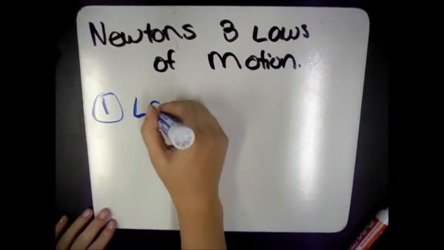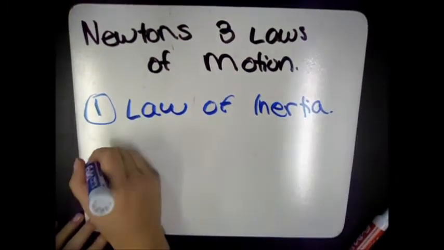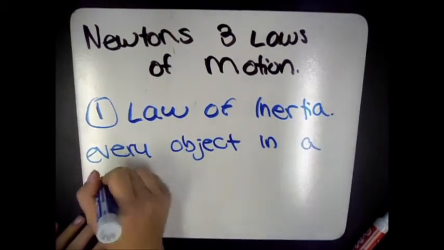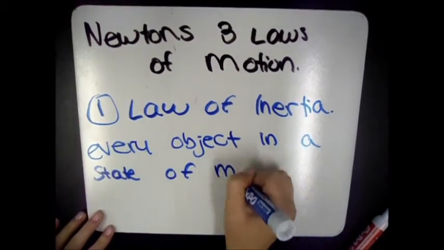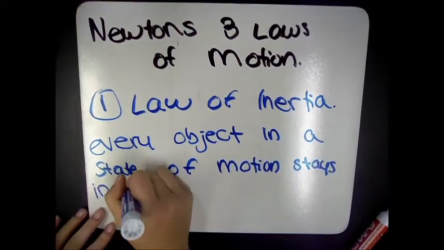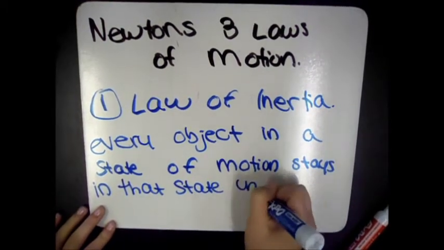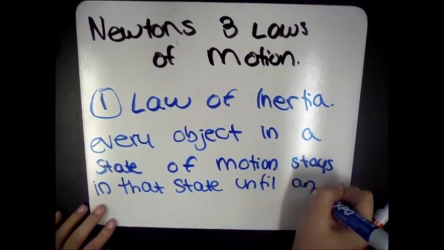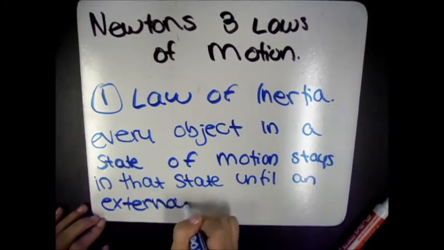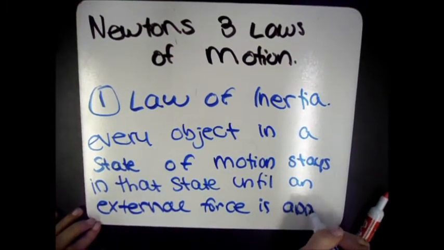Newton's three laws of motion. The law of inertia. Every object in a state of motion remains in that state until an external force is applied, meaning nothing moves unless it is acted on by an outside unbalanced force. A force is something that changes or tries to change a body's state of motion, and not something that causes motion.